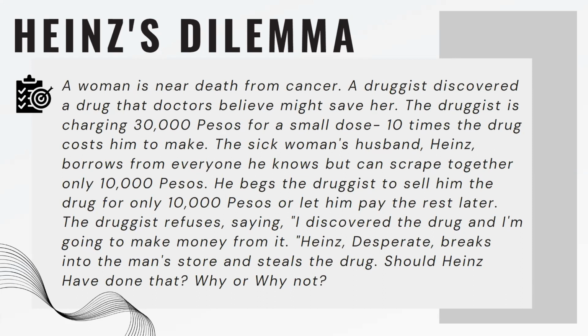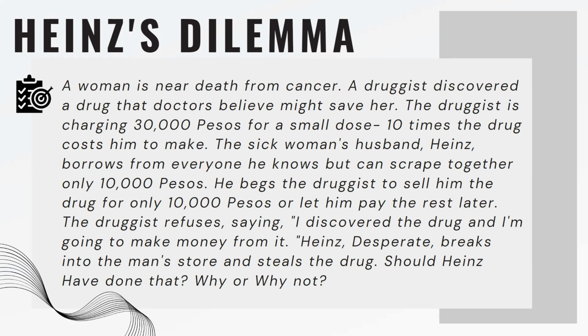So, a woman is near death from cancer. A druggist discovered a drug that doctors believe might save her. The druggist is charging 30,000 pesos for a small dose, 10 times what the drug cost him to make. The sick woman's husband, Heinz, borrows from everyone he knows but can scrape together only 10,000 pesos. So he begs the druggist to sell him the drug for only 10,000, or pwede naman na bayaran niya na lang. Okay? Let him pay for the rest later.